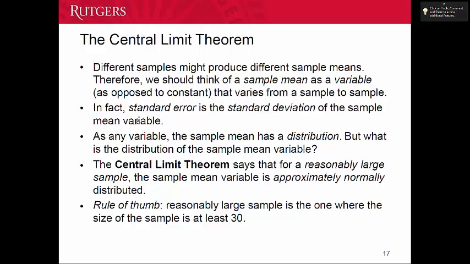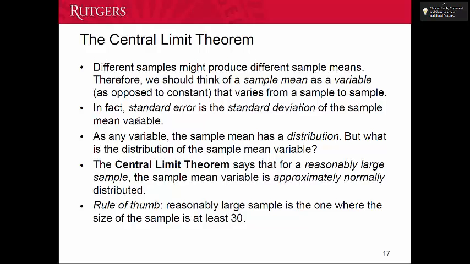Different samples might produce different sample means. Therefore, we should think of a sample mean as a variable that varies from sample to sample. In fact, standard error is the standard deviation of the sample mean variable. As any variable, the sample mean has a distribution. But what is the distribution of the sample mean variable? The central limit theorem says that for a reasonably large sample, the sample mean variable is approximately normally distributed.